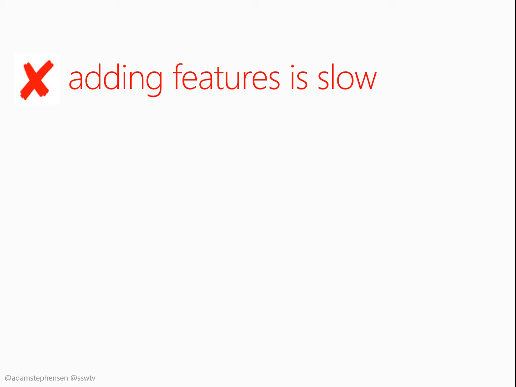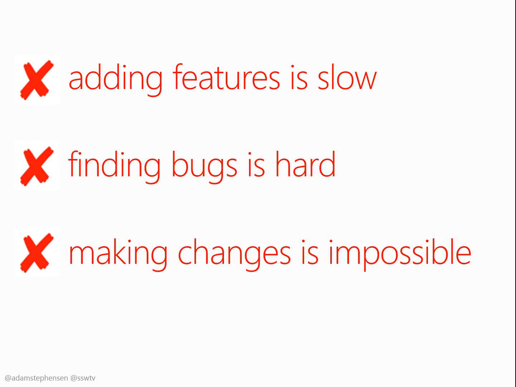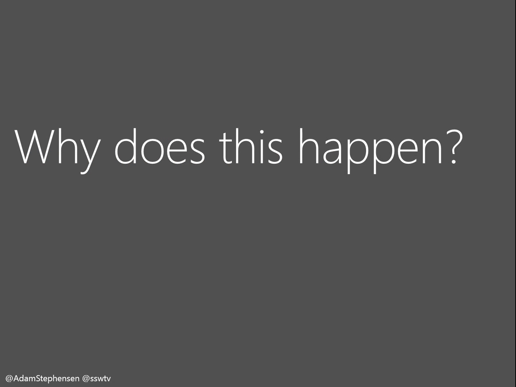It's taking much longer to add new features now than it used to. When we try to add a new feature, we have to touch lots of other parts of the system. Finding bugs is really hard because the code that we're using is very convoluted. And making changes to the system is just impossible. We don't have the ability to easily make system-wide changes to functionality or technologies. Does this sound like a project you've worked on? Let's have a look at how this happens.